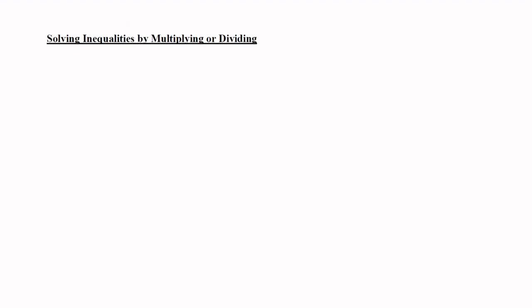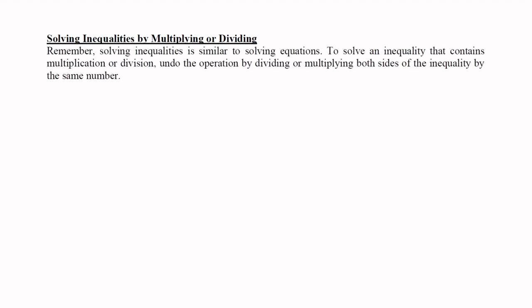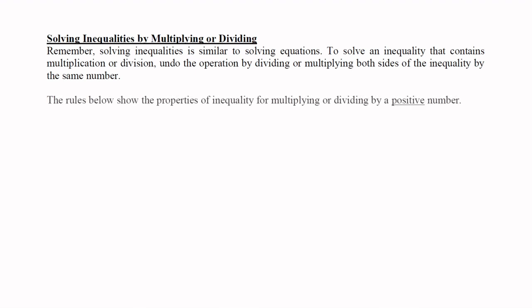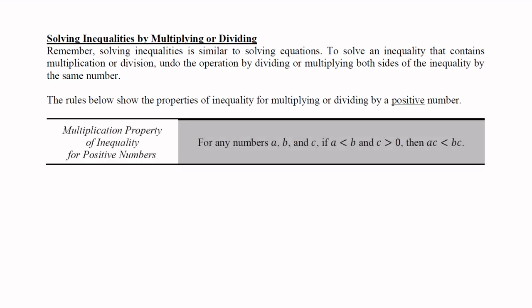Solving inequalities by multiplying and dividing is also going to work in a similar manner. To solve an inequality that contains multiplication or division, undo the operation by dividing or multiplying both sides of the inequality by the same number. The rules below show the properties of inequality for multiplying or dividing by a positive number.